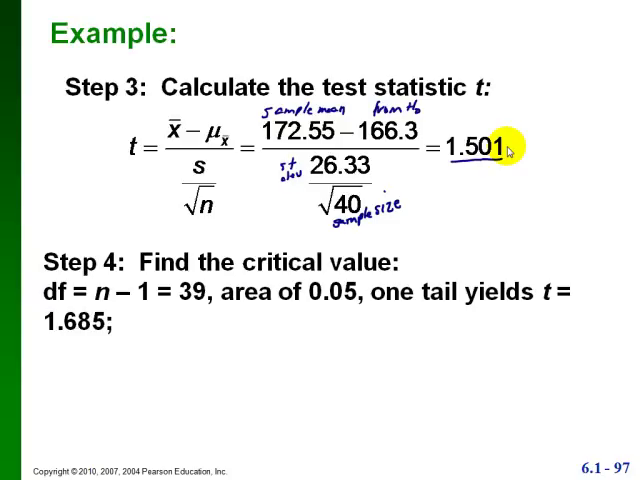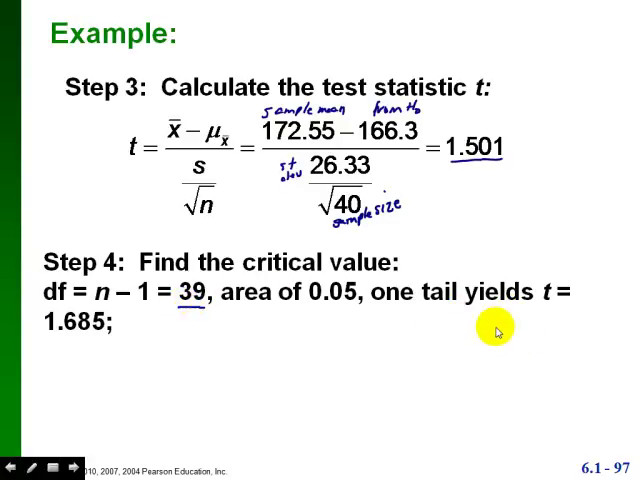Now we're going to use the traditional method for this, so we need to find the critical value. Now remember, if we're using the t-table, we have to use the degrees of freedom to tell us which row to look in. Degrees of freedom is going to be n minus 1. So since our n was 40, our degrees of freedom will be 39.